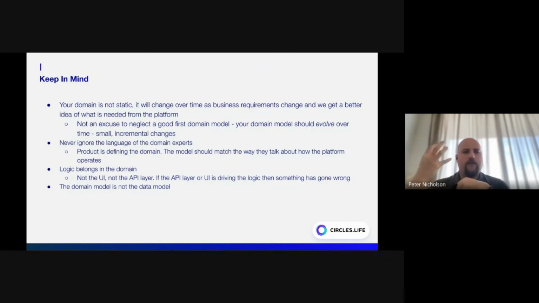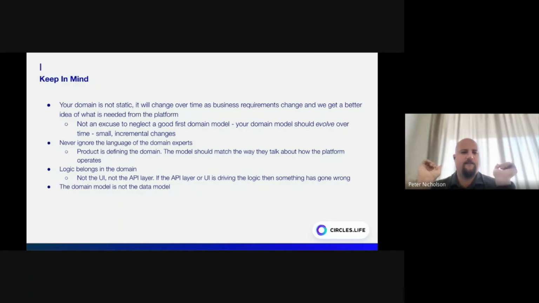And never ignore the language of domain experts, right? Our product is defining the domain. But the model should match the way they talk about how the platform operates, right? The nouns they use should be matching our entities. The way they talk about how things interact with each other should match our services and strategies. That is where a lot of the strength of domain-driven design comes from. That is how that gap between product and engineering is bridged.